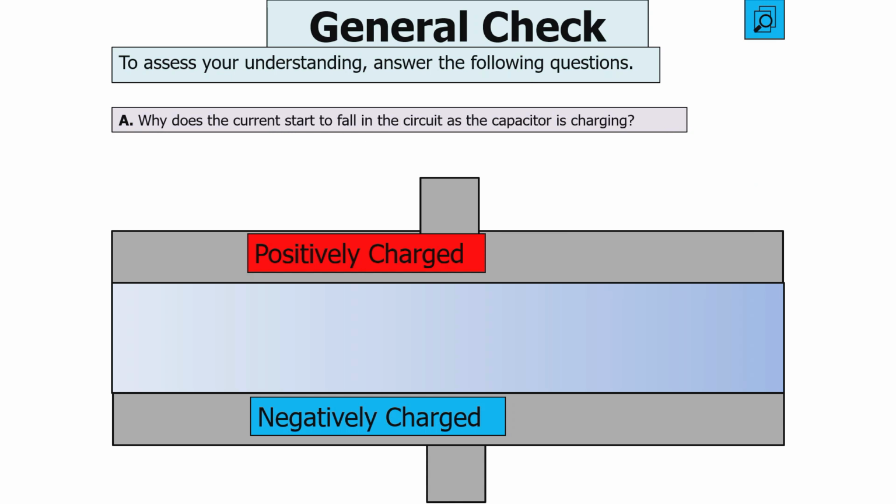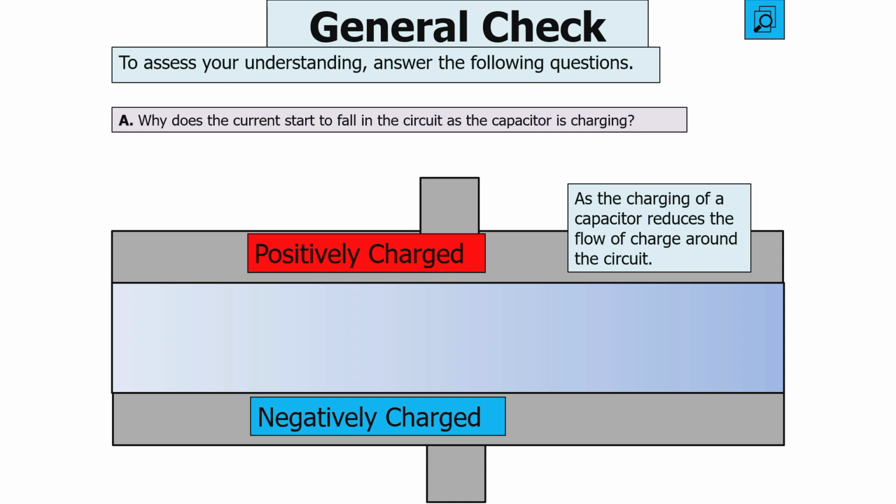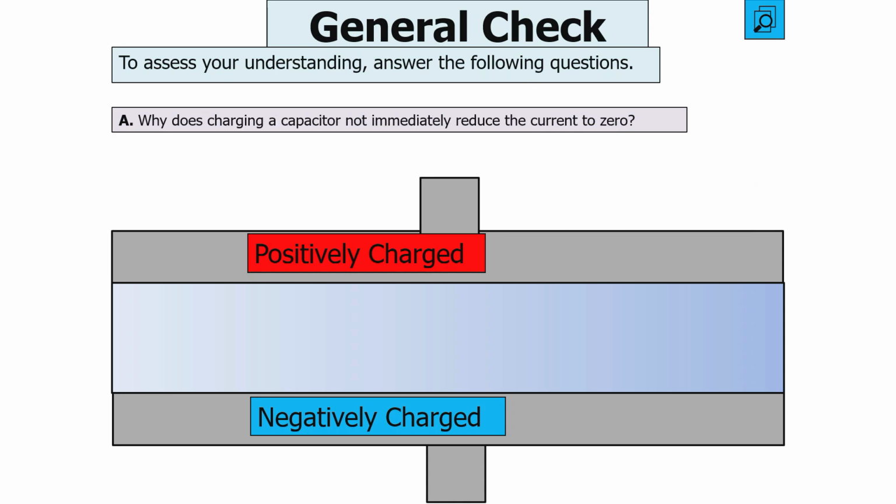Why does the current start to fall in the circuit as the capacitor is charging? As the capacitor is charging, it reduces the flow of charge around the circuit. Why does charging a capacitor not immediately reduce the current to zero?